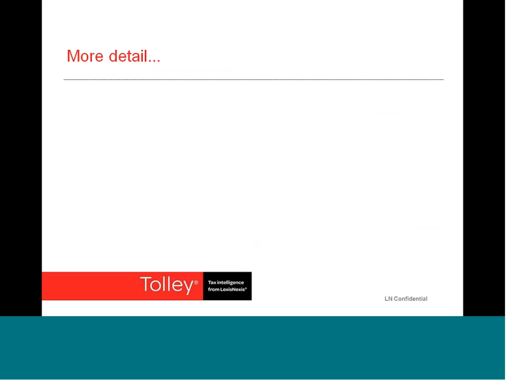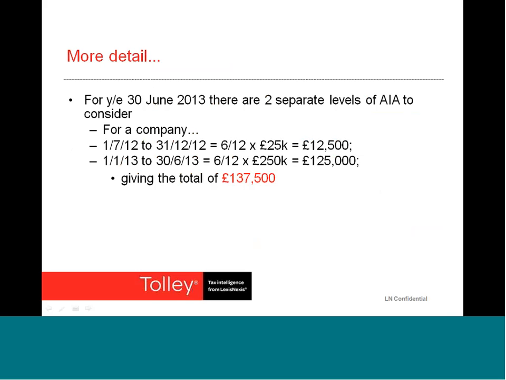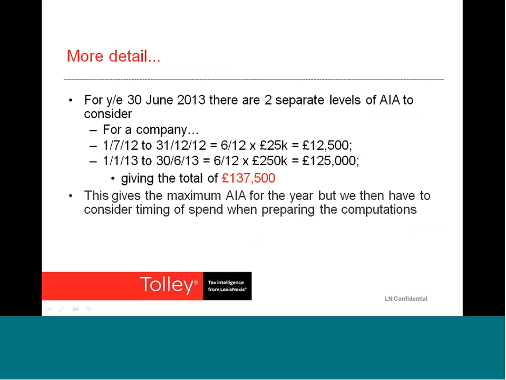So let's say that in the exam I'm given the year ended 30 June 13. Now, what we've got with this accounting period, we're thinking about a company in this example here, but it'll be equally the same for a sole trader or a partnership, is that we've got 6 months when the AIA was 25,000 and then 6 months when it was 250,000. So we're going to do our time apportioned calculation and we're going to get ourselves to a grand total of 137,500 of AIA. So we'll sit there thinking, wow, brilliant, that's my total. But it's a bit more complicated than this.